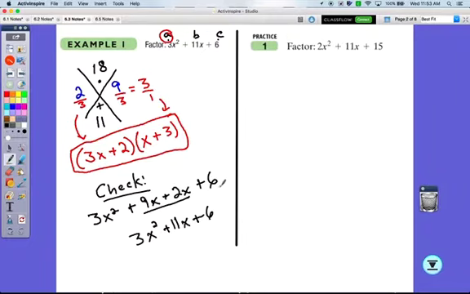All right, let's try that. Go ahead and pause and try your work practice 1. All right, so hopefully you got it right. But let's check ourselves.